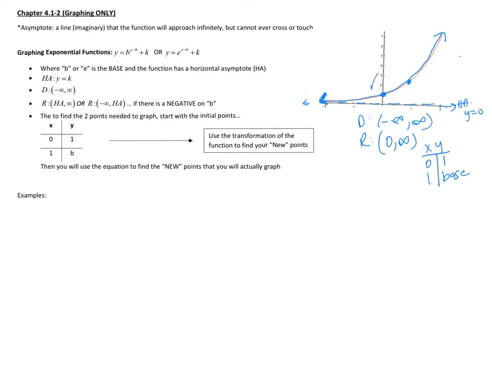Now, if we think back to what an exponential equation looks like, or an exponent in general, we would always have a base number, and then we would have a variable in the exponent, all right? So that b in our equation represents the base of that function.